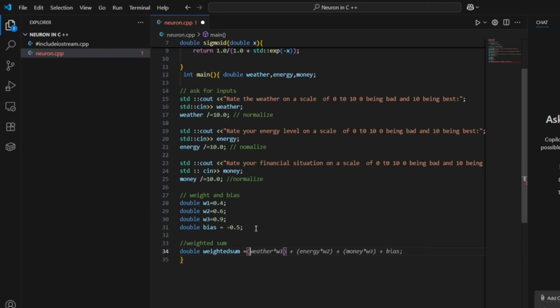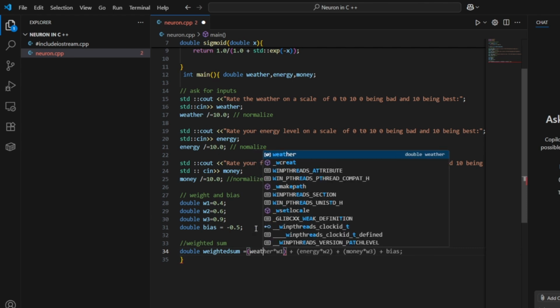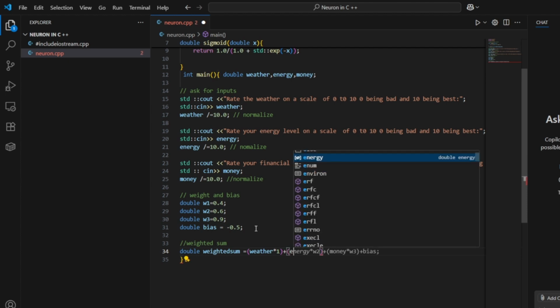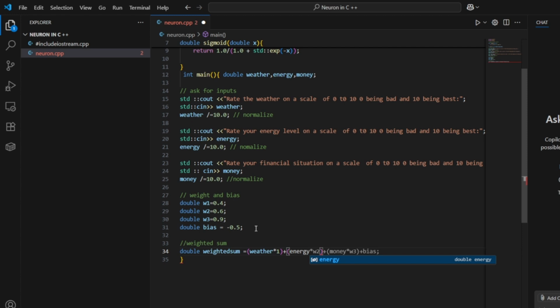The weighted sum is the heart of the neuron's decision making. Each input is multiplied by its weight and we add the bias. This gives a single number representing the neuron's overall opinion. Let's plug in some numbers live and I'll explain them to you so that we can get a foundational understanding.